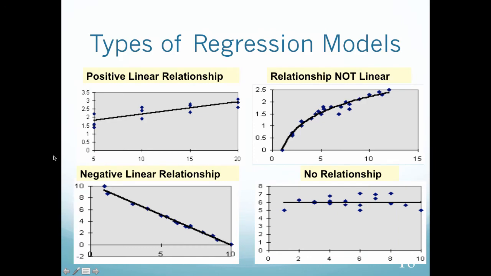So if we plot these as scatter diagrams and then draw a line through the very middle of them to most accurately represent what that relationship looks like, this would be a positive linear relationship, a negative linear relationship, and this one right here is not linear. See how it's kind of exponential? So we would not describe that with a simple linear regression. And down here, we would not describe this with a linear relationship either, because this slope here would be 0.